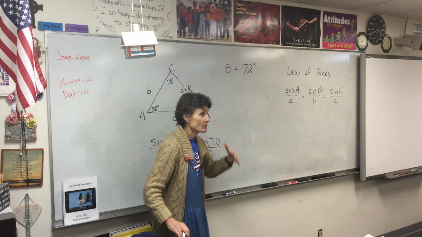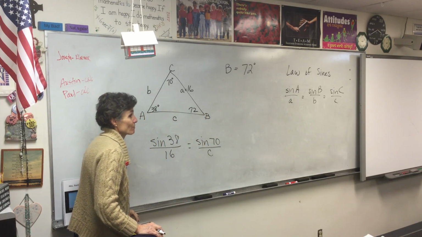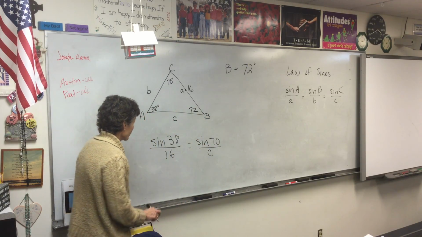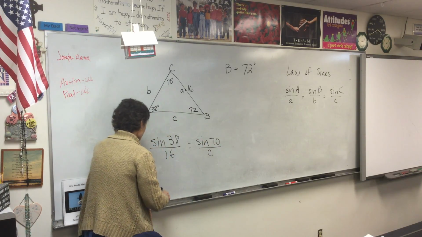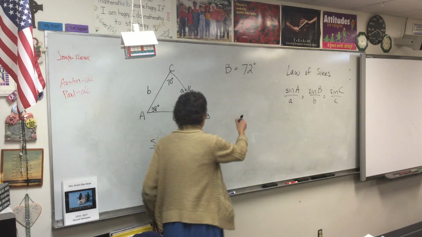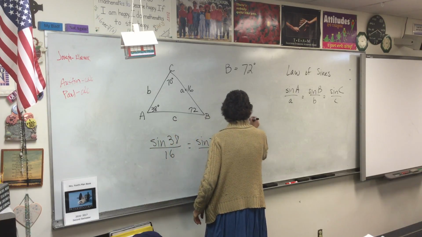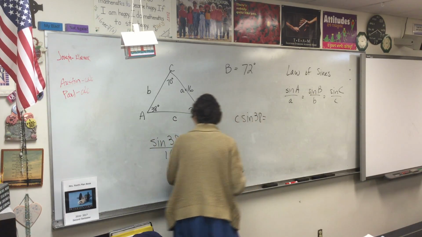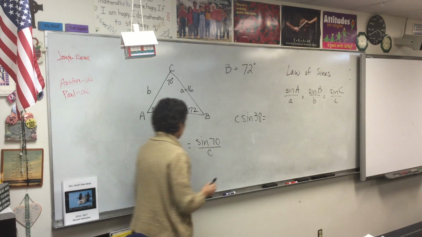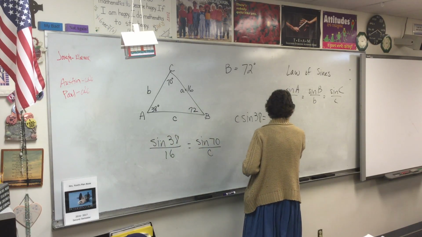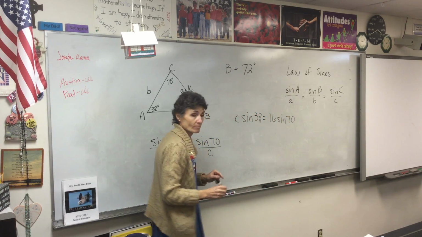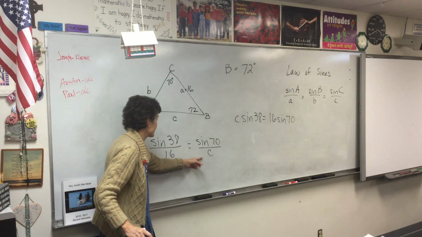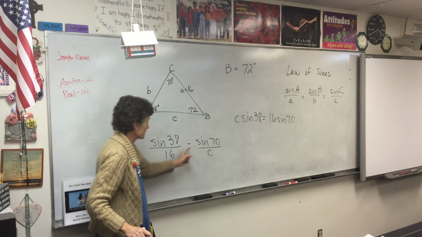Alright, so here we go, we're going to solve it. We're going to need a calculator every day for these, so you might want to start bringing one. Alright, how do you solve something that looks like this? Cross multiply. So I will have C sine 38 equals 16 sine 70. That sounds hard. I know it sounds hard, but it's really easy.